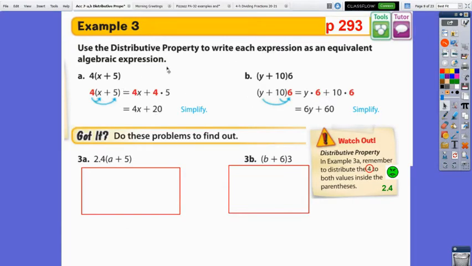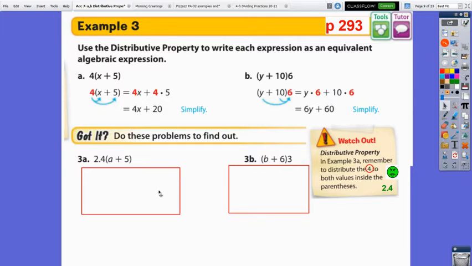The book gives a couple of examples, very similar to what we just did. 4 times x plus 5 is 4x plus 20. And y plus 10 times 6 is 6y plus 60. All right, so a couple of got-its for you to do. Letter A, 2.4 times a plus 5, and letter B, b plus 6 times 3.